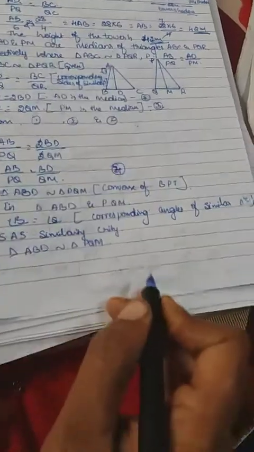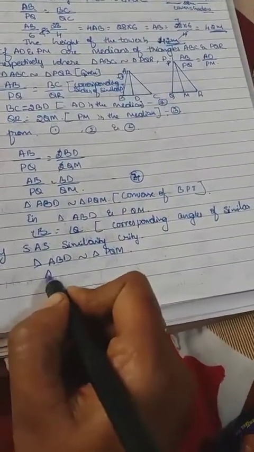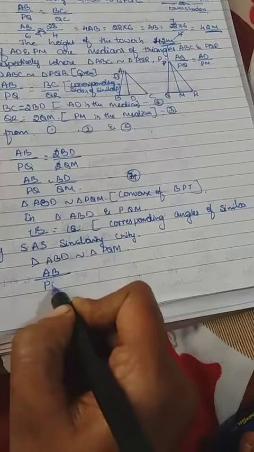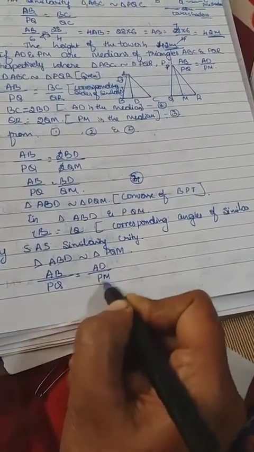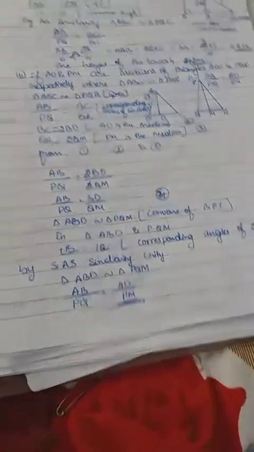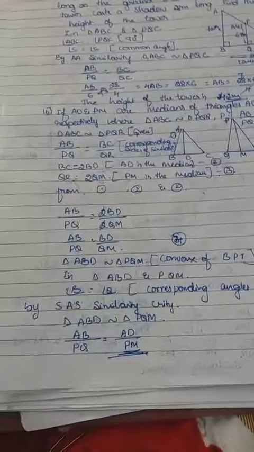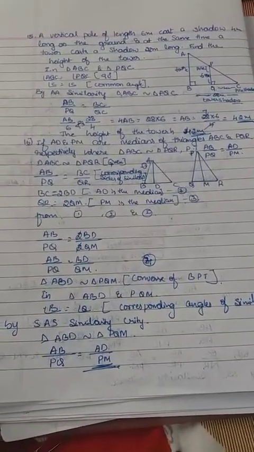So if it is done like that, the corresponding sides are proportional. Which sides? AB divided by PQ equal to AD divided by PM. Hence it is proved. Hope you will understand. In the next exercise we have to move to the next sum. Till then, keep watching. Thank you all.